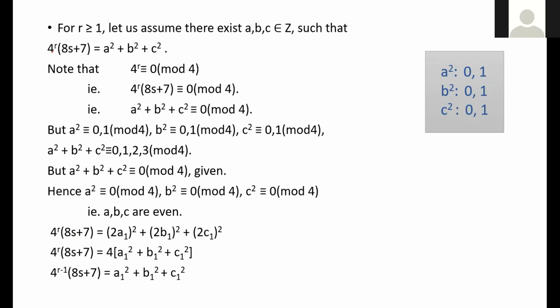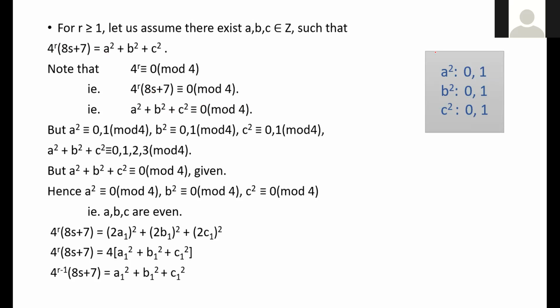We know that 4^r is congruent to 0 mod 4, and when you multiply by 8s + 7, it is still congruent to 0 mod 4. But from our assumption, 4^r (8s + 7) is equal to a square plus b square plus c square. So a^2 + b^2 + c^2 must be congruent to 0 mod 4. But we also know that given any integer, the square of the integer is congruent to either 0 or 1 modulo 4. That is, the squares always take the form 4k or 4k + 1.